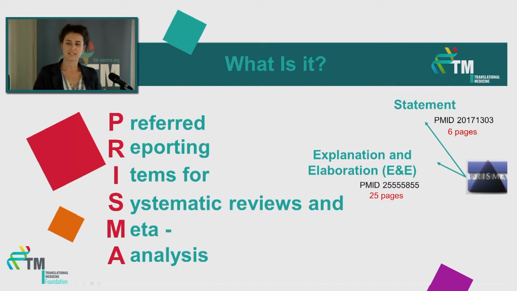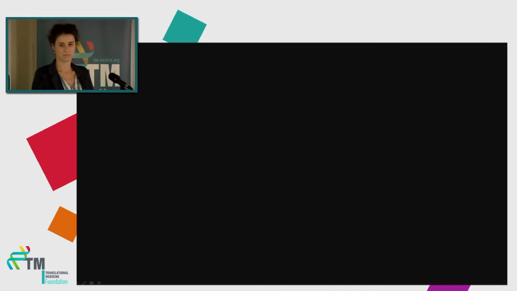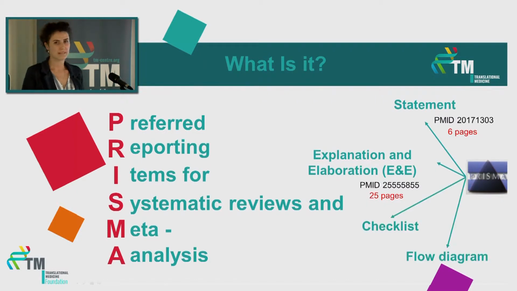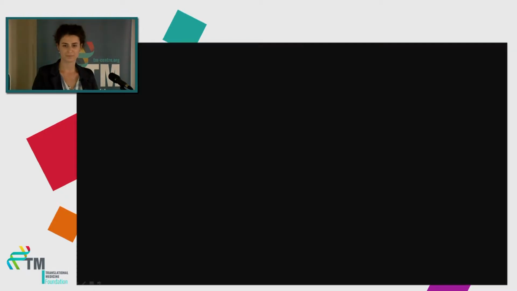PRISMA consists of the statement and the explanation. These publications can be found under this PMID number, and they show and explain a checklist and the flow diagram, which documentation needs to be attached to your publication.